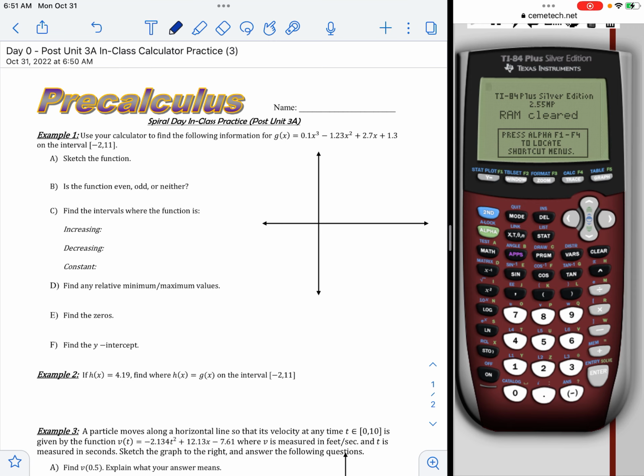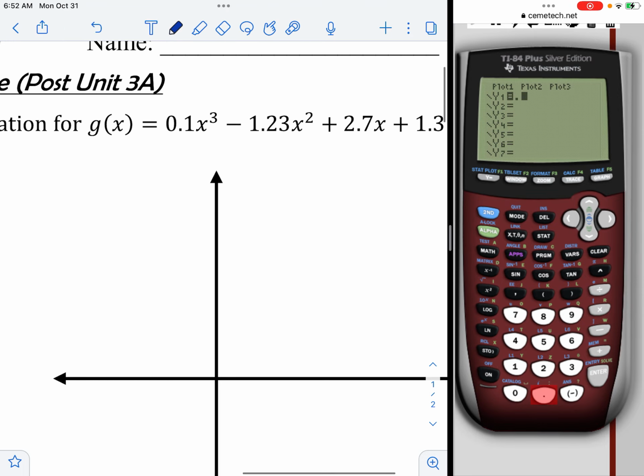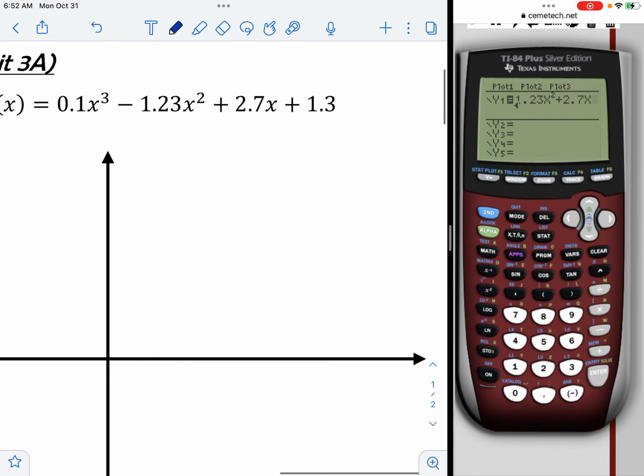So let's go ahead and go to y equals. Type in the equation right there, which is 0.1 x to the third power. Make sure you get out of your exponent by toggling right, minus 1.23 x squared plus 2.7x plus 1.3.